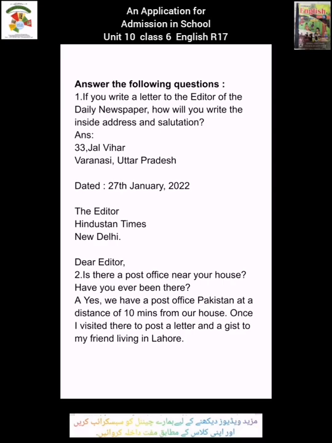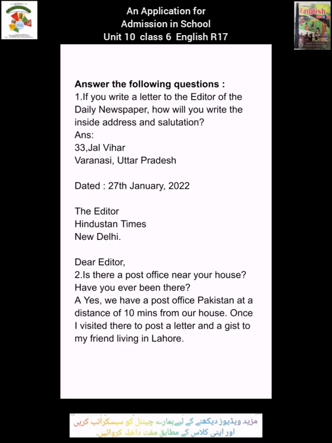33 Jalvihar, Varanasi, Uttar Pradesh. Now this is, you can see, an address, the inside address. Then the date and the editor, Hindustan Times, New Delhi. Now this is the whole address. And dear editor, this is the salutation. After this, the body continues. So this whole part is considered as the inside address and salutation.